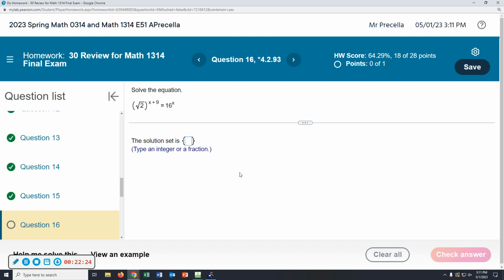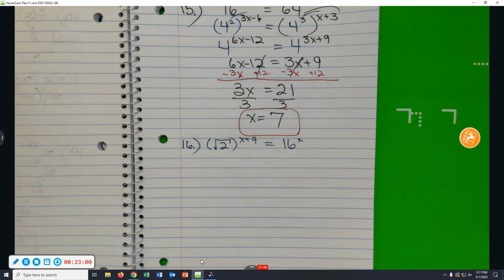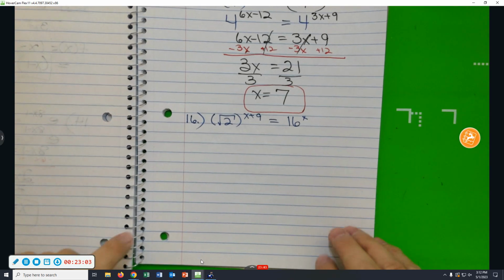Number 16. The square root of 2 to the x plus 9 is equal to 16 to the x. It's another exponential equation. Notice how the variable appears in the exponent position. That's what makes it exponential. And let's see, can we get a common base here?